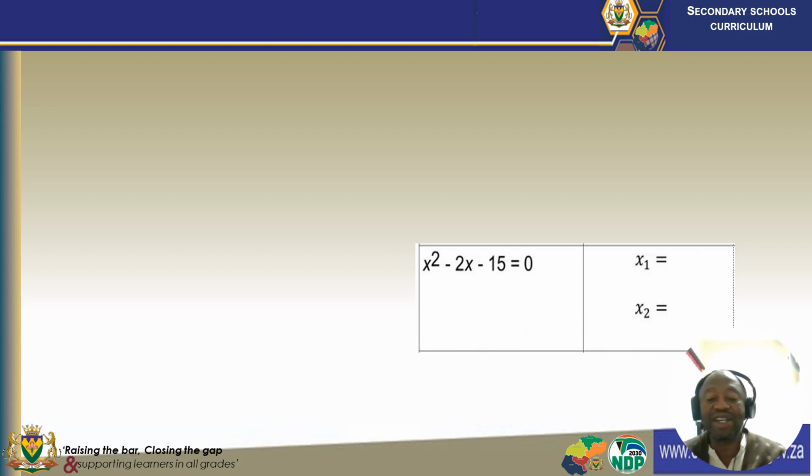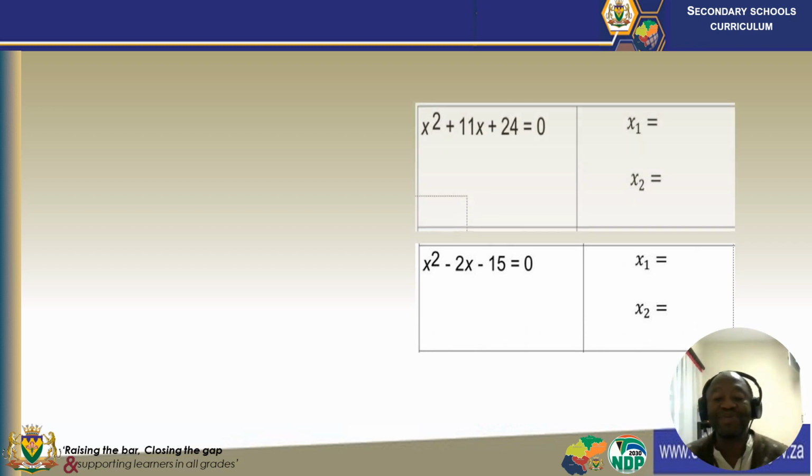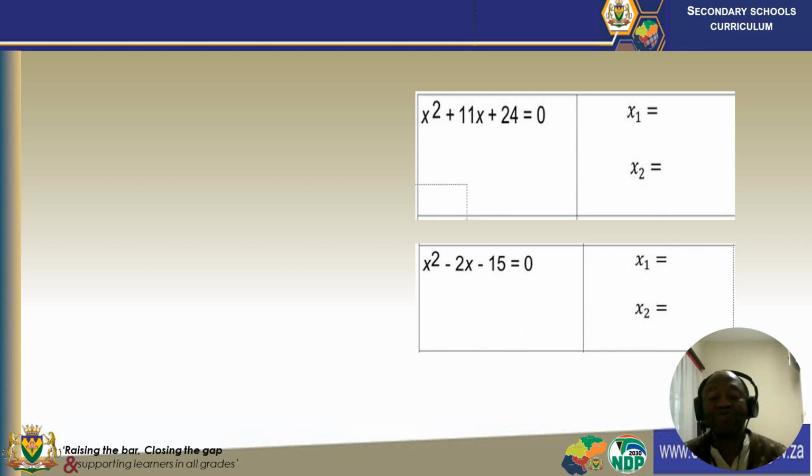Again, looking at this expression, minus 15, because the coefficient is 1, remember that. Minus 15, what are the factors of minus 15? But those factors, when you add them, should give you the middle term. Same thing here. Our coefficient is 1 multiplied by the constant 24. What are the factors of 24? But remember, those factors, when you add them, should give you 11.